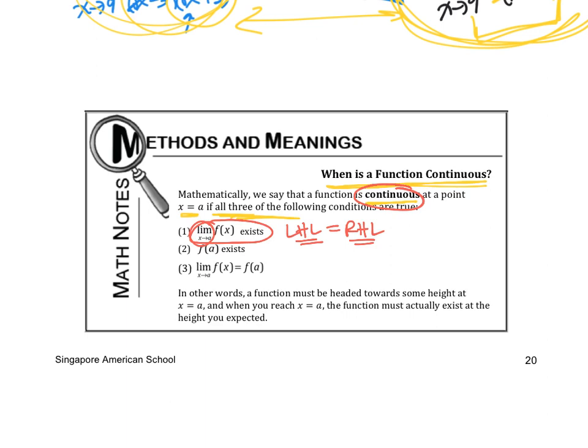So in order for it to be continuous, you must have no holes, which means every value must exist, right? So f of a must exist. So the function has to have a y value at that particular a value that's given, right? So that must exist. And then finally, the limit as x approaches a for the function has to equal f of a. So you can't have a hole again or an asymptote. So these three conditions must be met in order for the function to be continuous. All right.